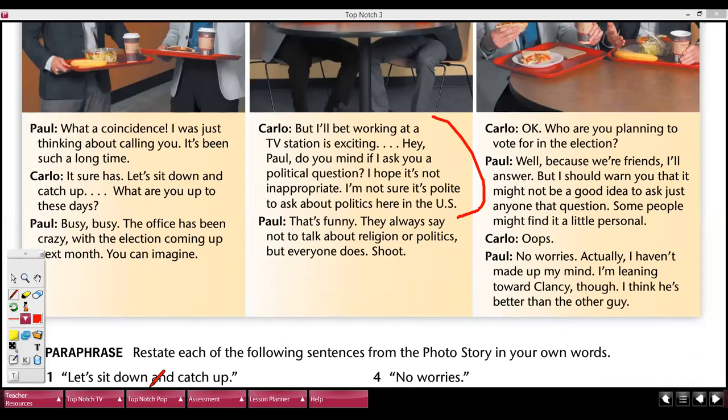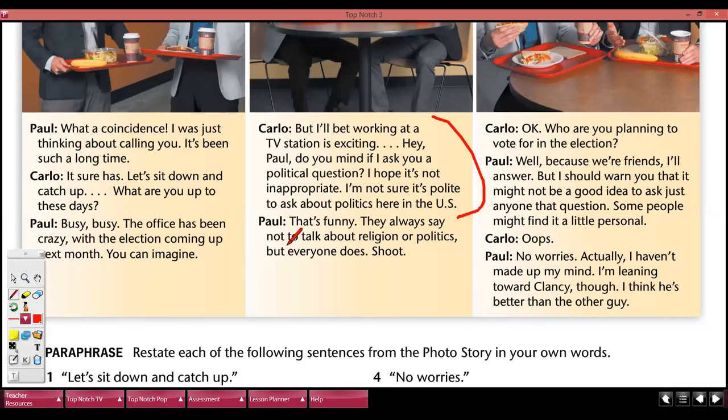You can always start a conversation about the topic using questions like, do you mind if I ask you, blah, blah, blah. Is it okay if we talk about politics? Is it okay if I ask you a political question? And well, so on, right? So we have more options for that.